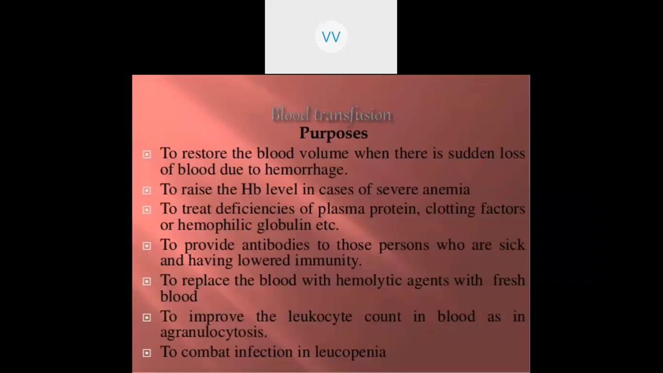If the patient has lower immunity power, blood transfusion provides the antibodies to persons who are very sick, and replaces the blood with hemolytic agents with fresh blood.